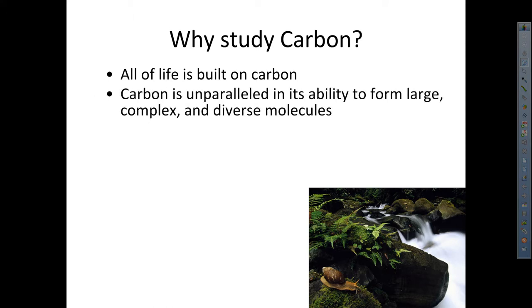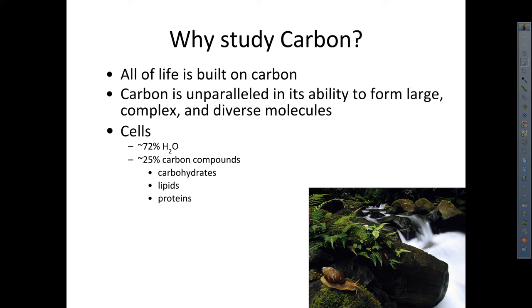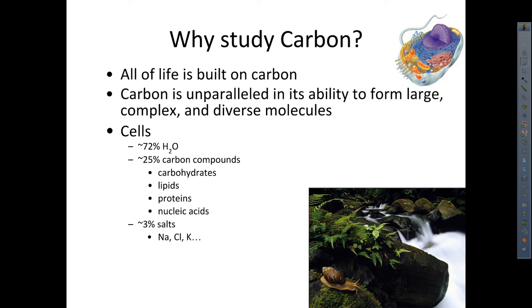It is able to form 4 covalent bonds, and so it can form large, complex molecules that have a variety of bonding patterns. And so in our cells, we are mostly water, but we also have quite a bit of us that are carbon compounds, such as carbohydrates, lipids, or fats, proteins, and nucleic acids, like your DNA and RNA. About 3% left over is salts, so potassium, sodium, chlorine, things like that. And so this is typical for an animal cell.